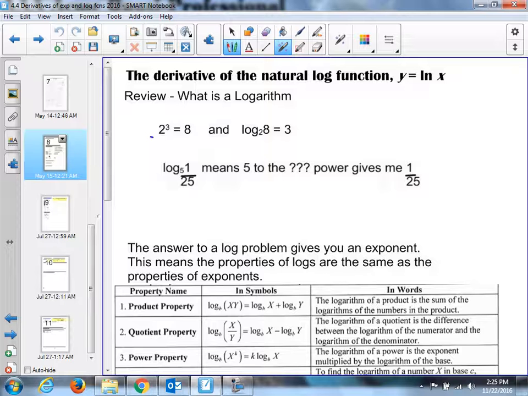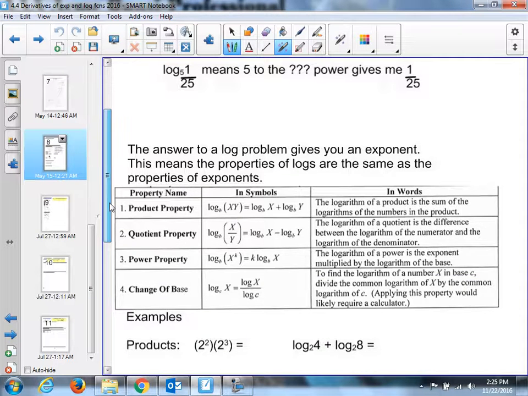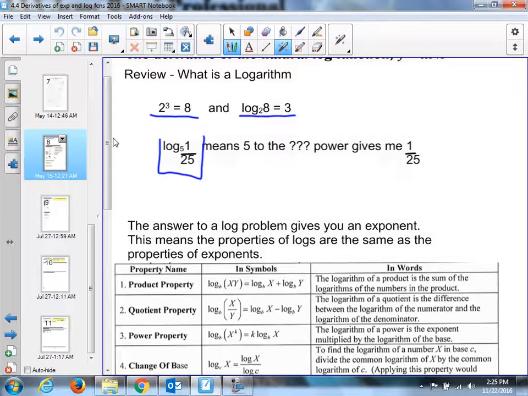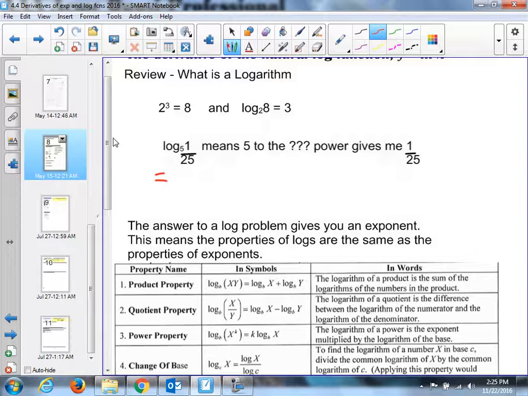This isn't a function here. These are just little questions. So log base 5 of 1/25 means 5 to the what gives me 1 out of 25? You guys know how to evaluate this one? -2. Okay, you're right, -2. He knows. How does he know this? What's another way of writing it? How do you think he got a -2 out of this? I moved it down.